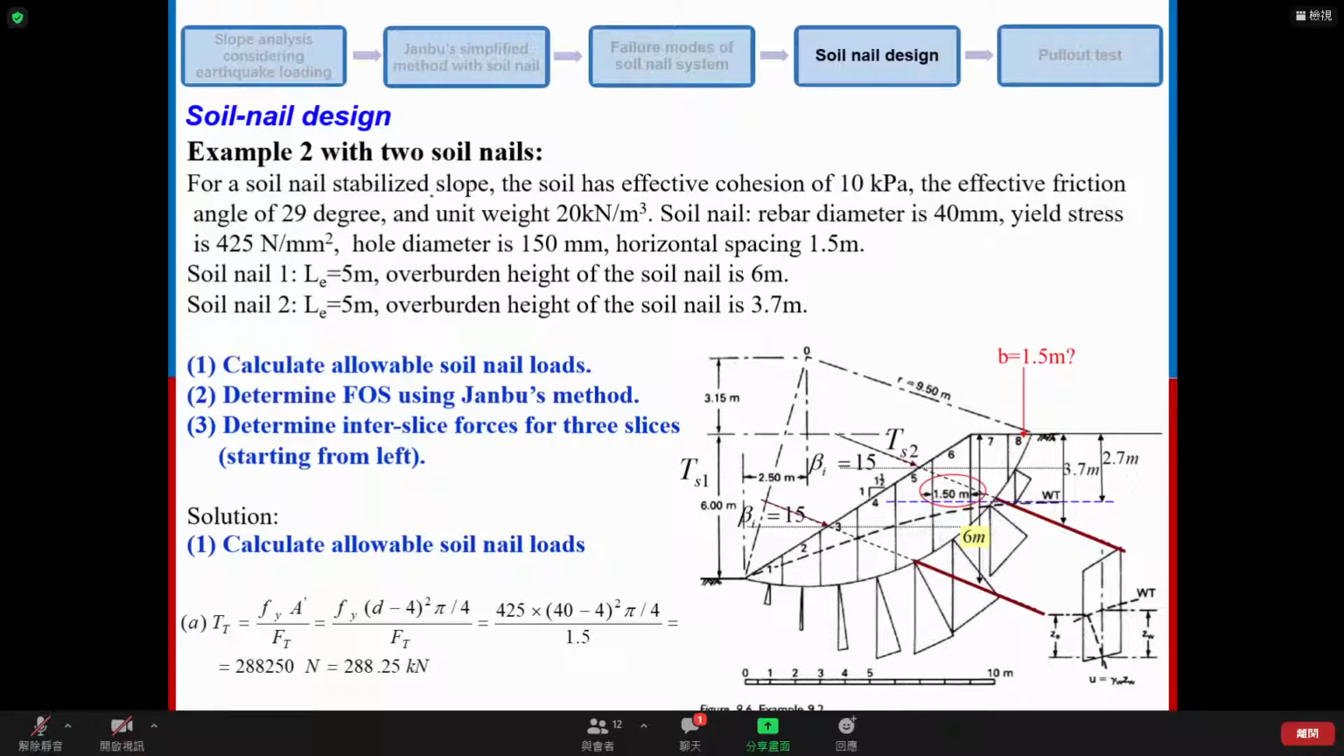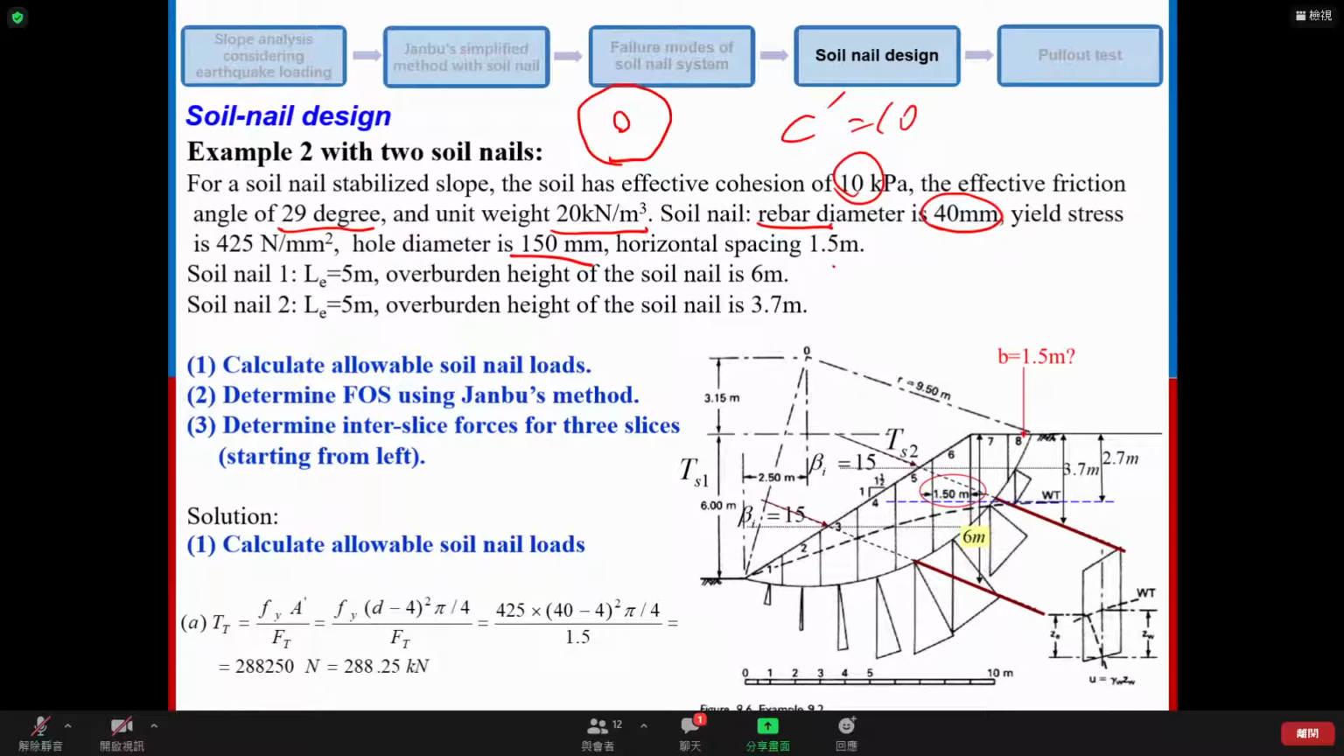For a soil nail stabilized slope, the soil has effective cohesion C prime equal to 10, and the effective friction angle is 29 degrees, and the unit weight is 20 kilonewton per cubic meter. The soil nail rebar diameter is 40 millimeter, so we need to consider the corrosion problem. The yield stress is here, and the hole diameter is 150 millimeter. The hole diameter means the hole for the grouting, and we will have a rebar in the center.